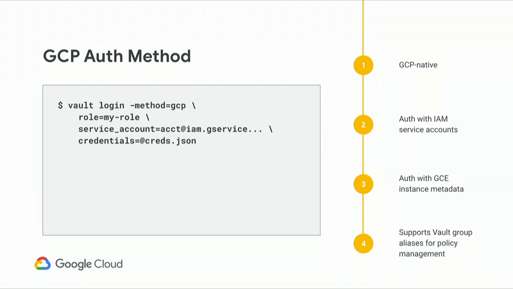So this is GCP native. It allows you to authenticate with IAM service accounts or GCE instance metadata. So you can actually authenticate to Vault just because you are an instance in GCE or anything that has instance metadata. And it has support for Vault group aliases and policy management, which is really important if you're running Vault Enterprise and you want to use namespaces. So very quickly, let me show you what this looks like.